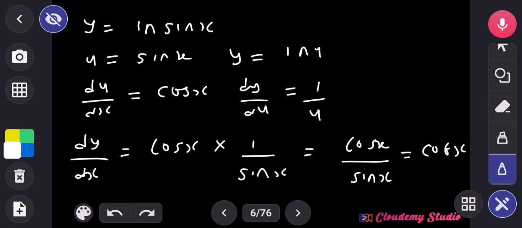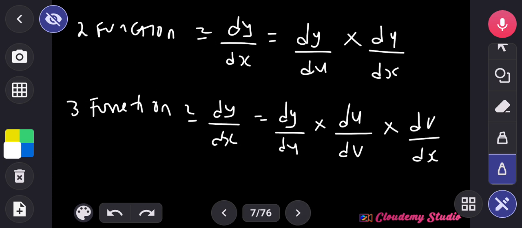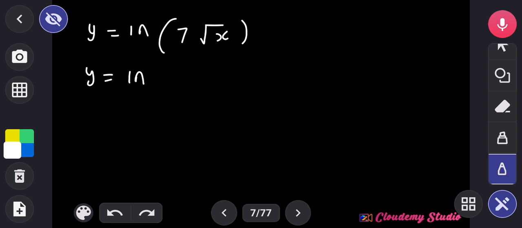Let's take an example. Let us say we have y equals ln of the 7th root of x. You know that the 7th root of x is the same thing as x raised to power 1 over 7, so y equals ln of x raised to power 1 over 7.